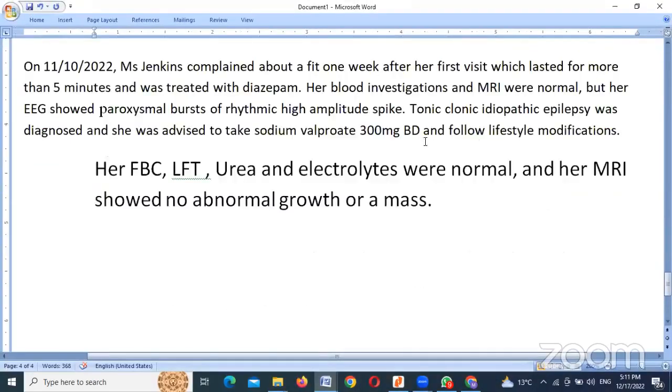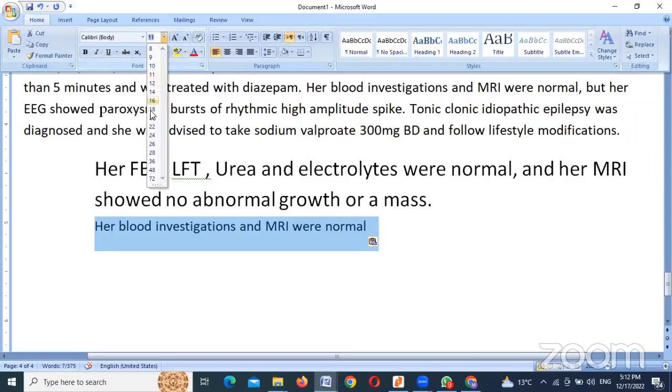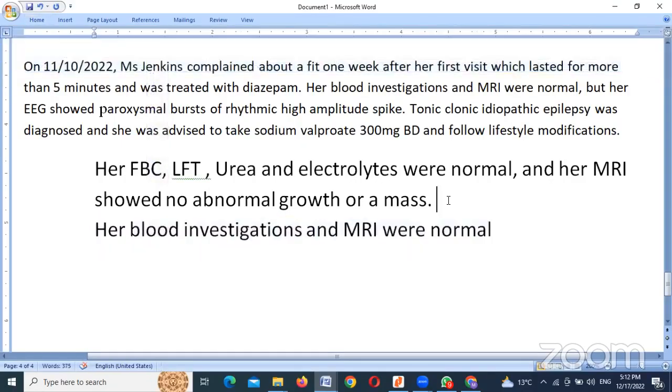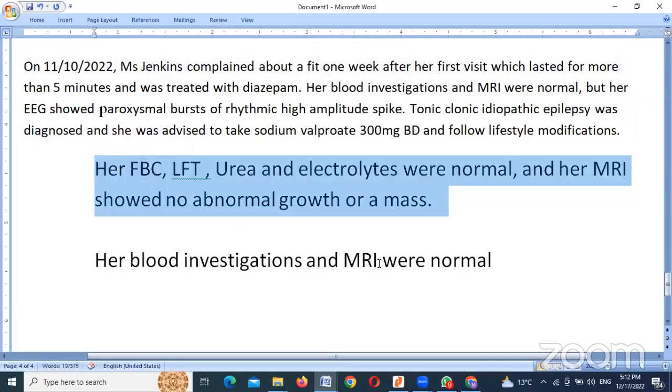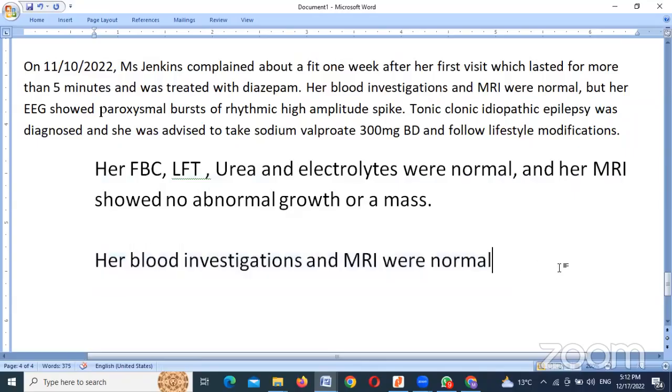Now look at this and look at this. This is called conciseness. Look at this and look at that. This is called conciseness. Okay, so here we have 19 words and here we have 7 words.